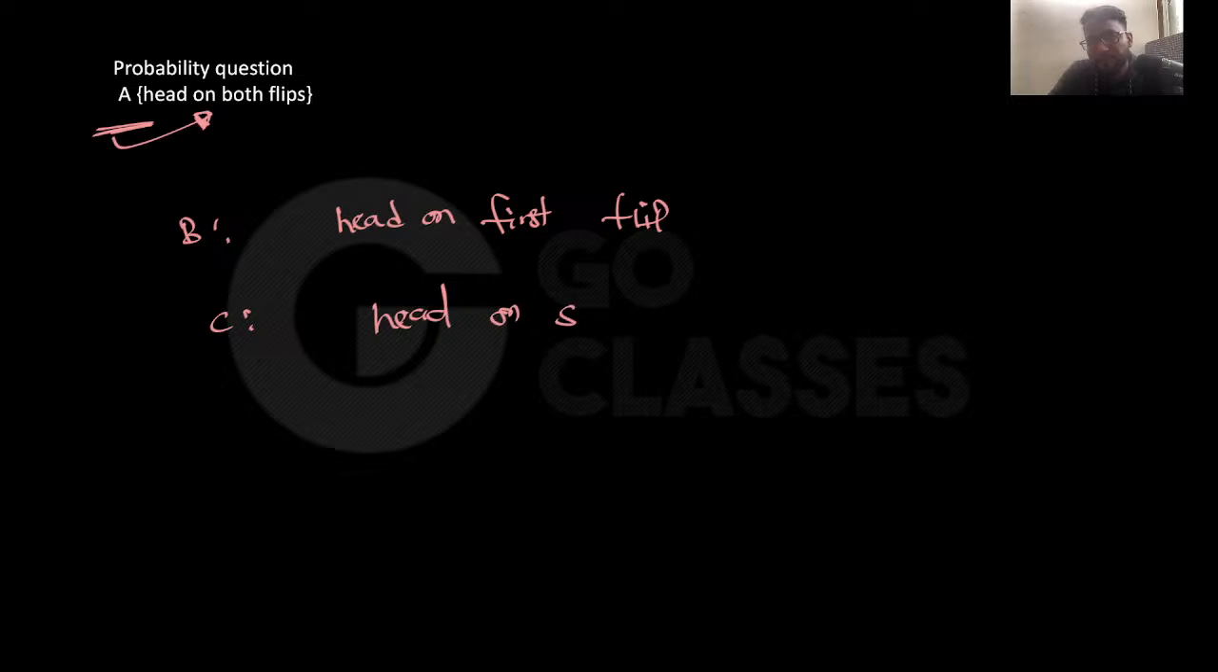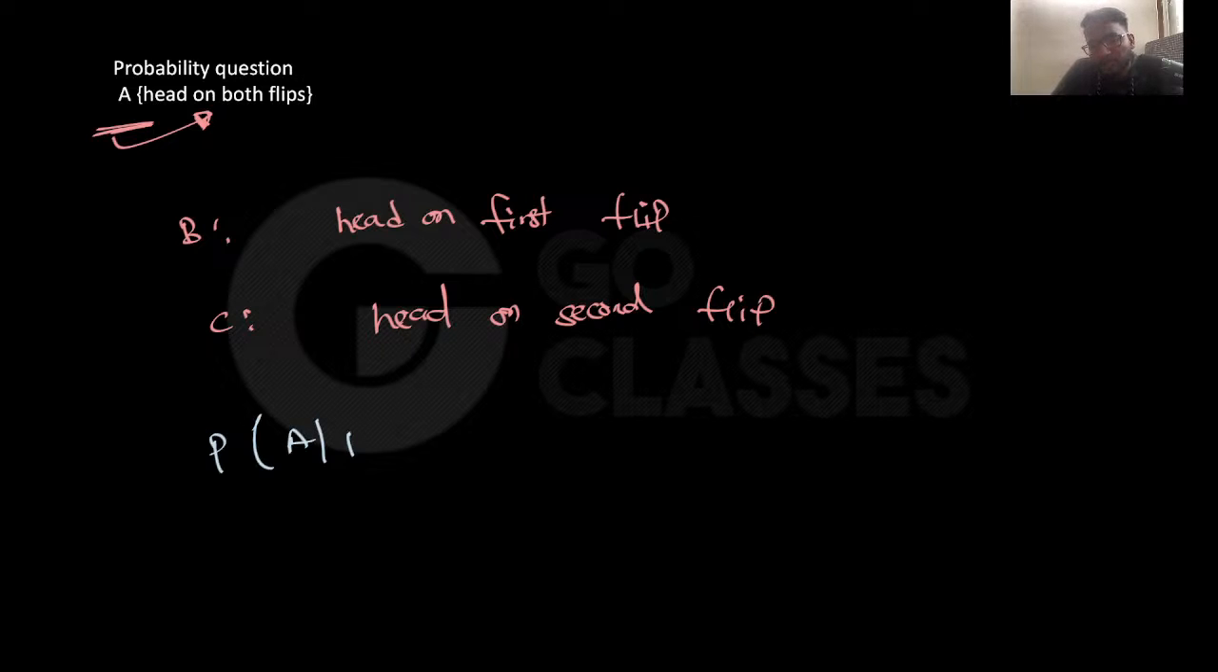Yeah, now let's just do this probability question. I think it was just an easy question. They are saying A is an event that had heads on both flips. B is the event which is saying head on the first flip. C is an event which is saying head on the second flip. Now they are saying whether A is independent of B or not.